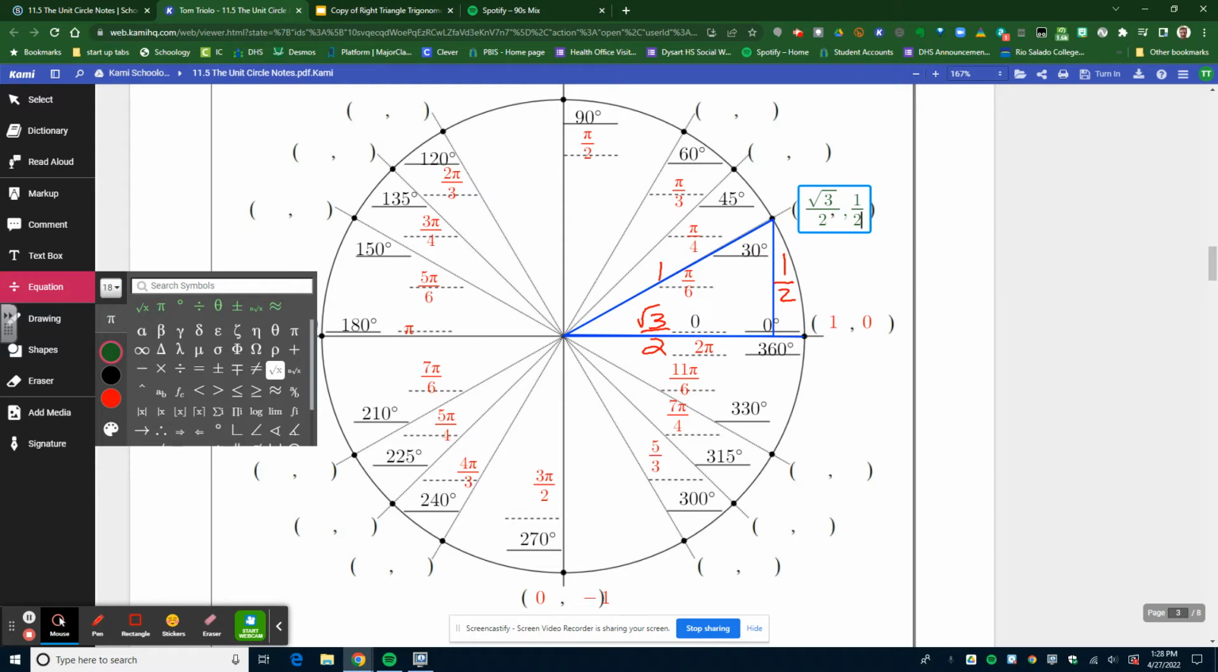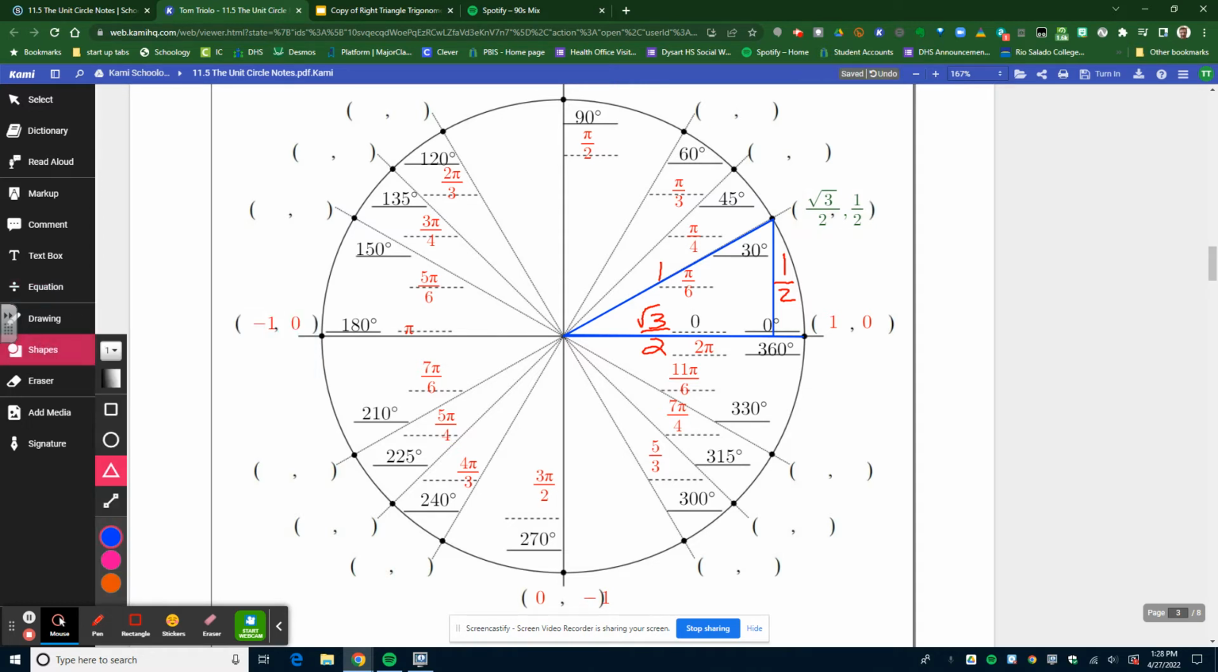At 45 degrees, I am using a different triangle. So let's go to the Shapes tool. This time I'll make that pink. Hold the Shift key down. My radius is still 1, but now my x and y values come from a 45, 45, 90 triangle. So I'm going to draw this one here, holding the Shift key down.